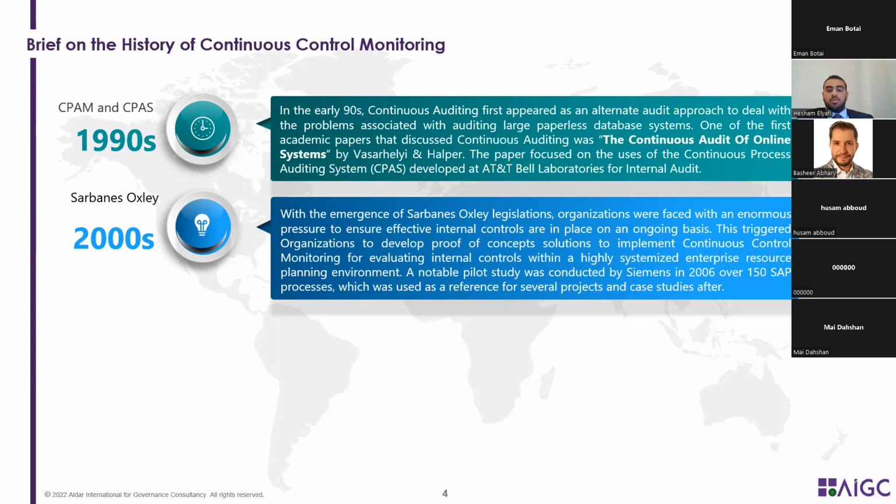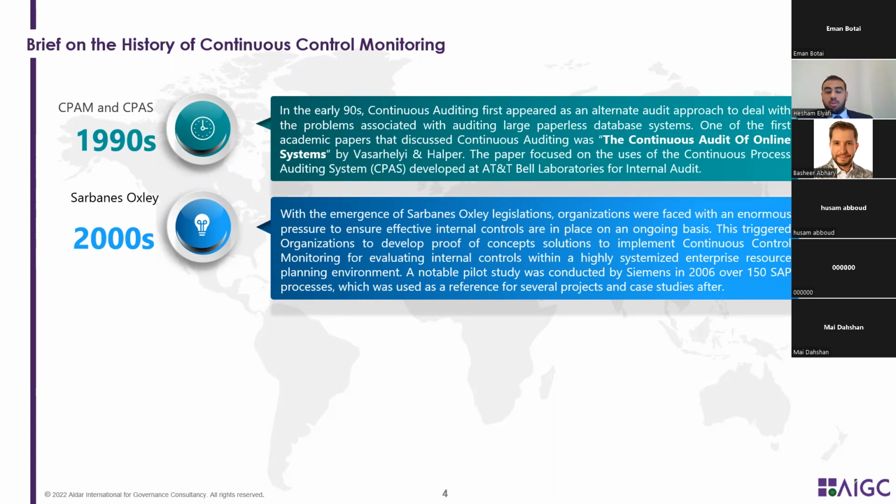As soon as we moved into the 2000s, especially after the dot-com bubble and the Enron case, and with the emergence of the Sarbanes-Oxley legislation, organizations were faced with enormous pressure to ensure proper compliance with the new legislation and to ensure that internal controls in place are effective on an ongoing basis. This triggered more and more organizations to look for better approaches to monitor their internal controls. During this period, a lot of proofs of concept were internally developed, mainly to evaluate the use of continuous monitoring in a highly systemized ERP environment.